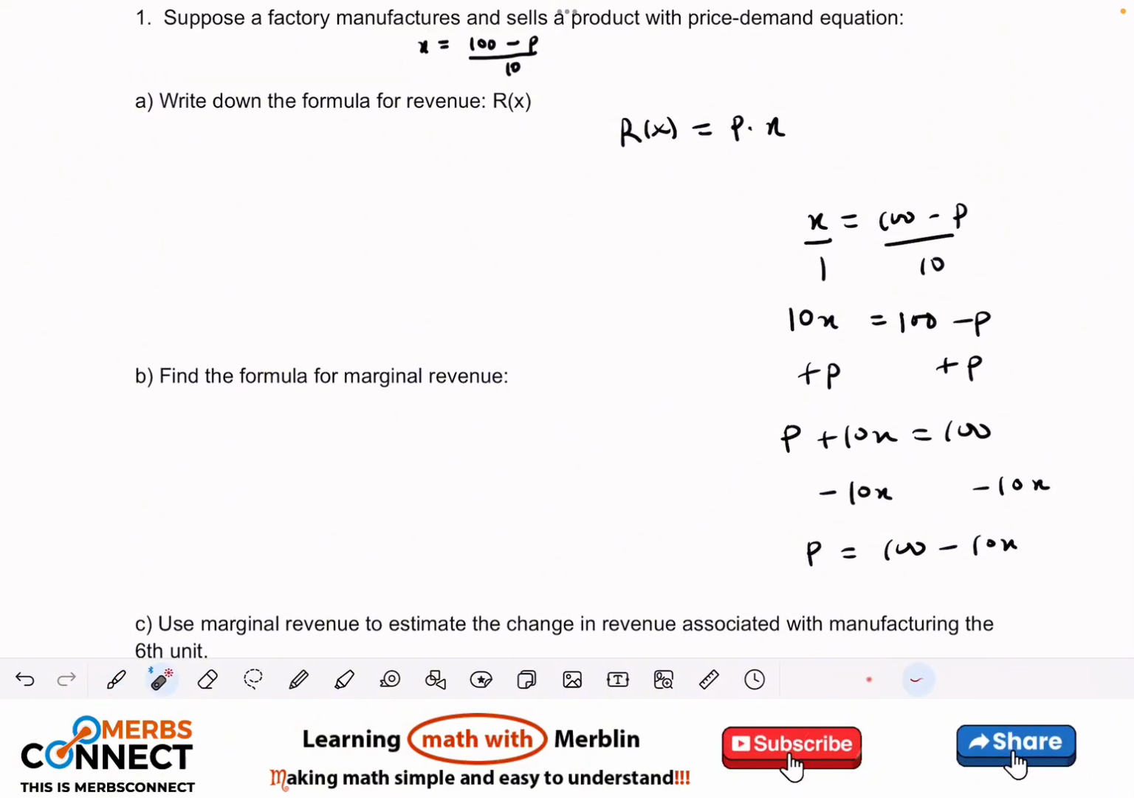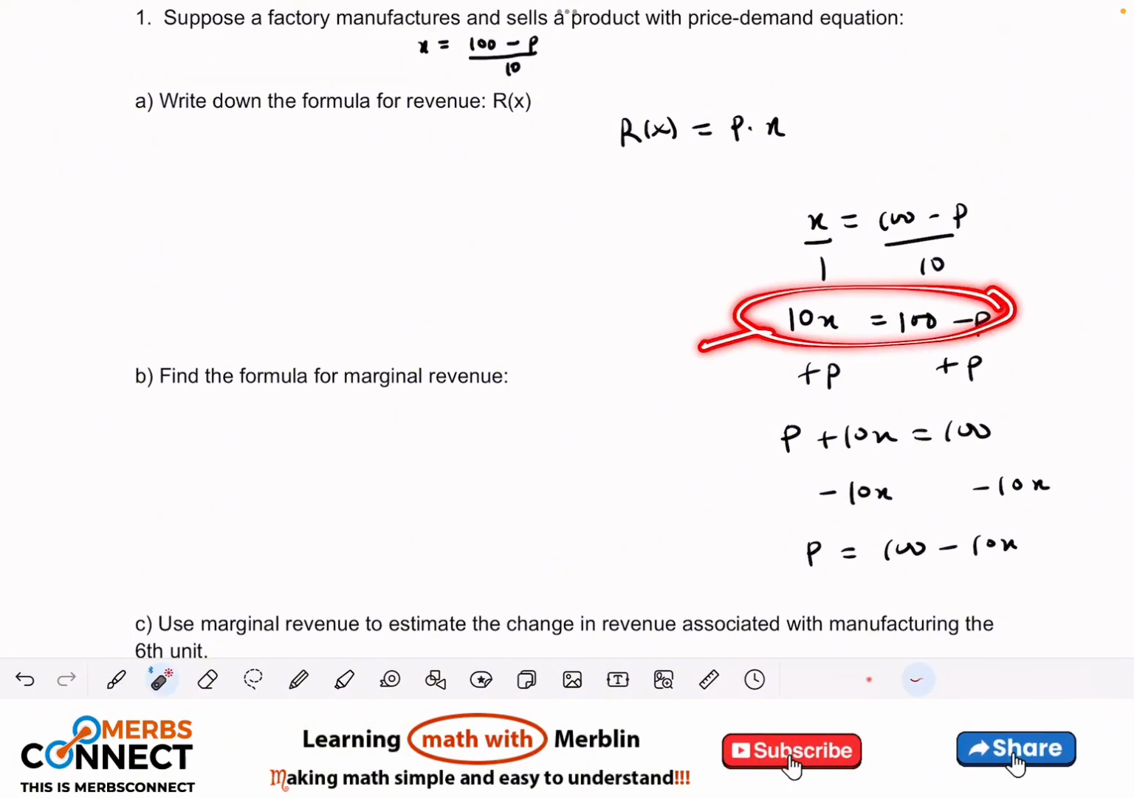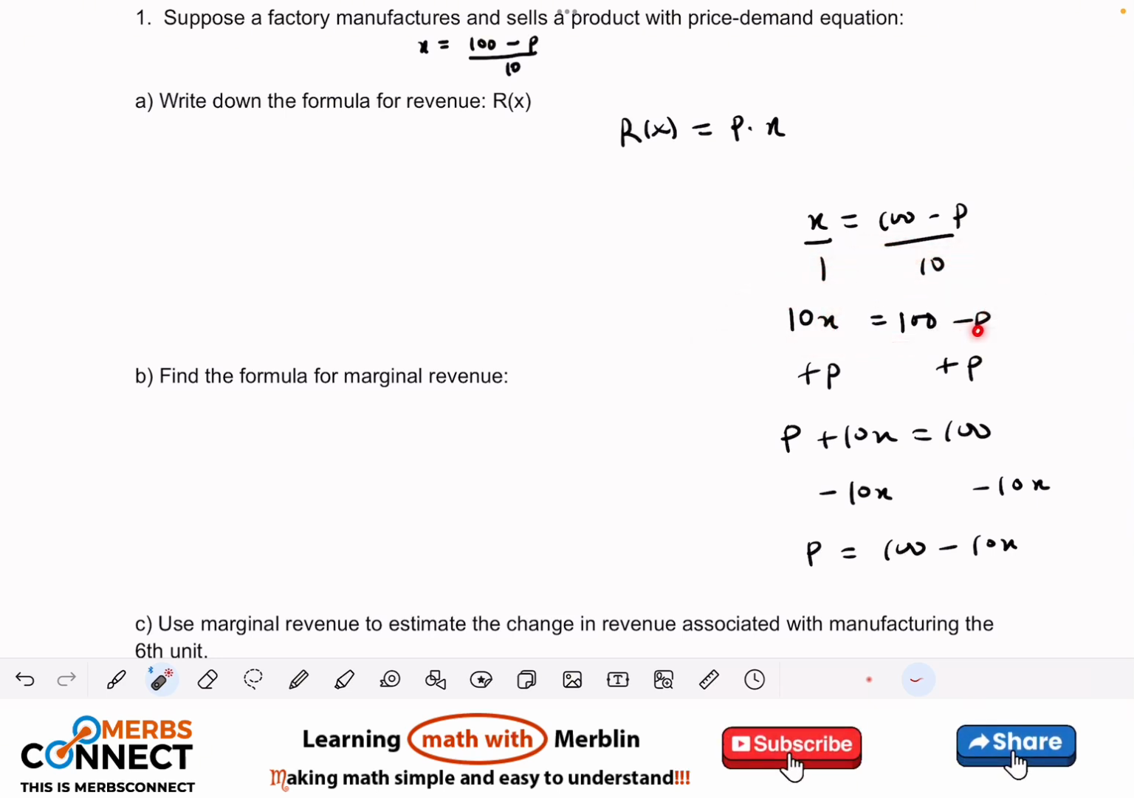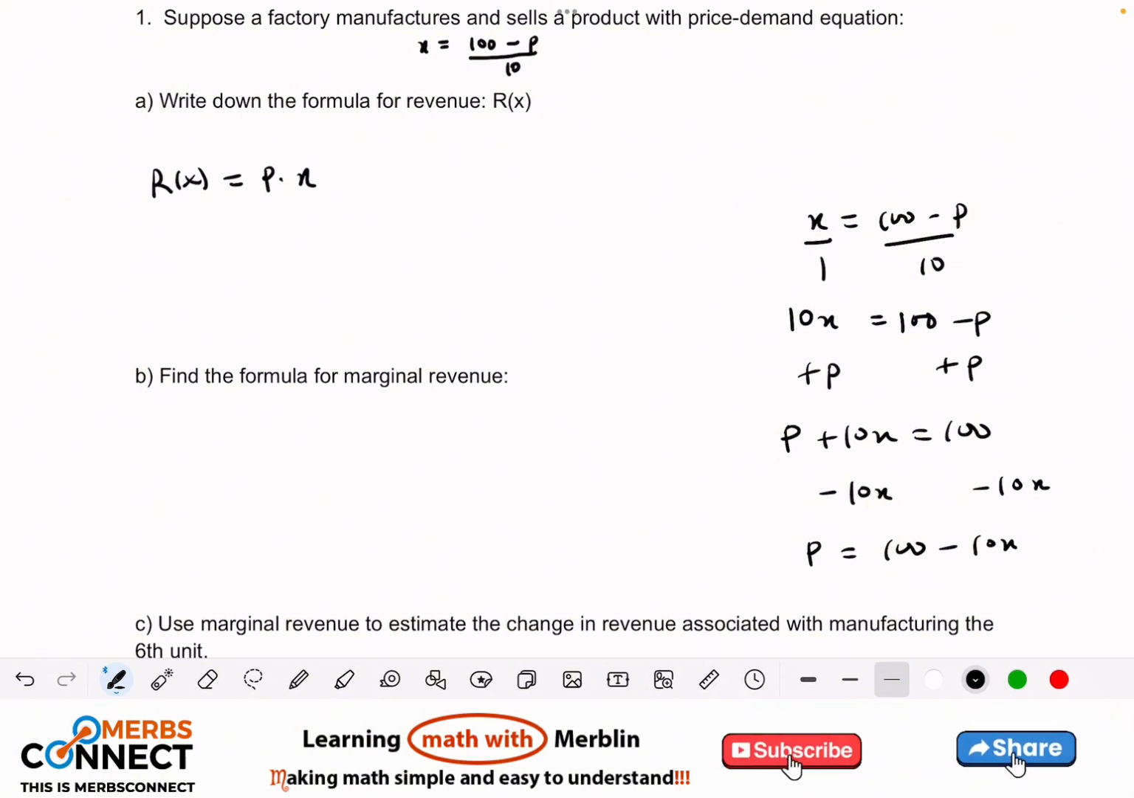So here, somebody can do it straight from here by saying that I'll move this one here and move this one here. So when I move the P here, I'll have P, which is equal to 100. Then I'll move this one here, it becomes minus 10X. It's the same thing. So now, this is my P. So now I can put it inside this. So let me shift this one here so that we can talk about P.